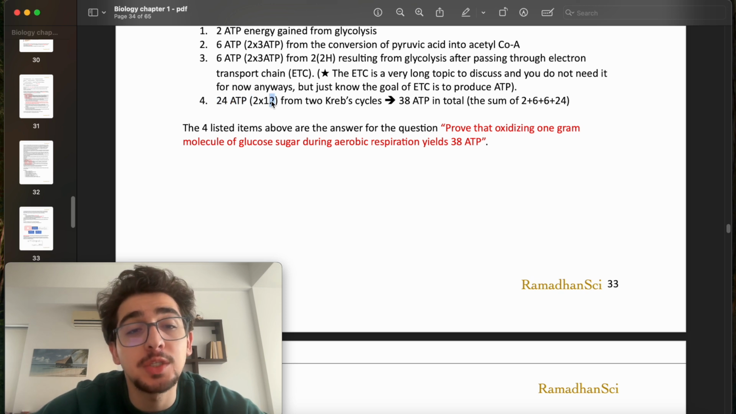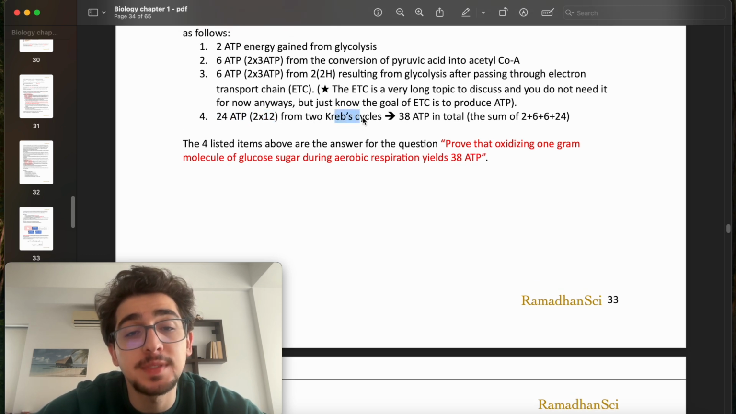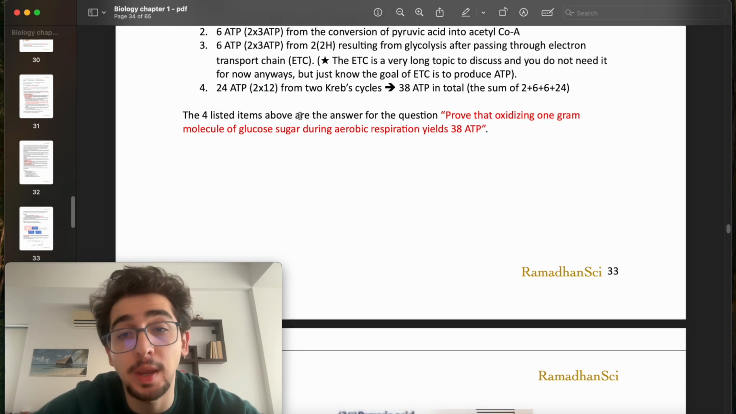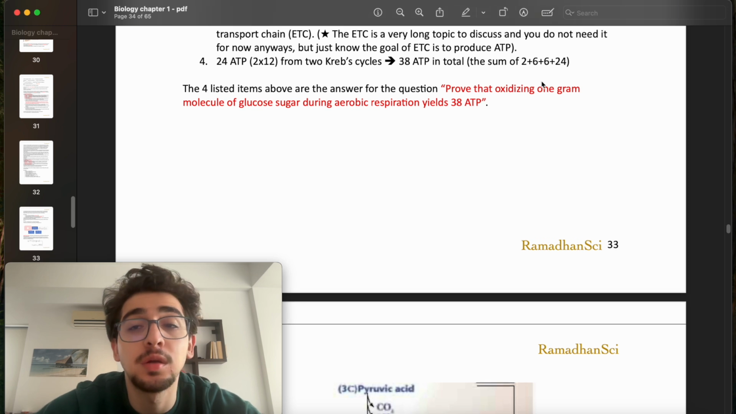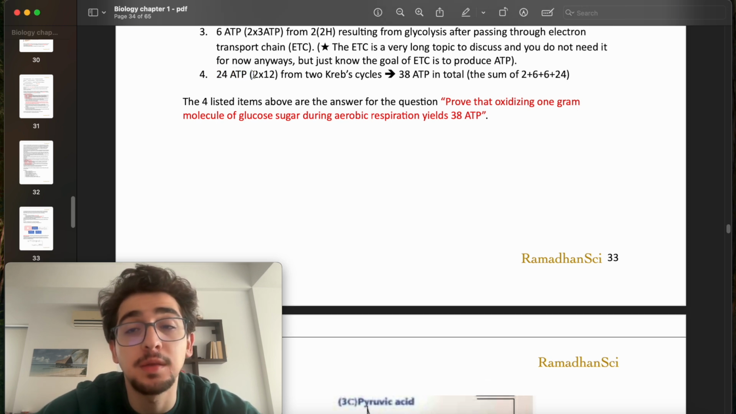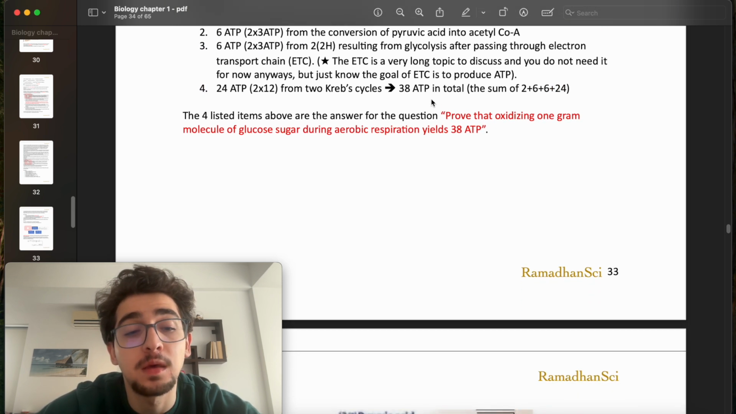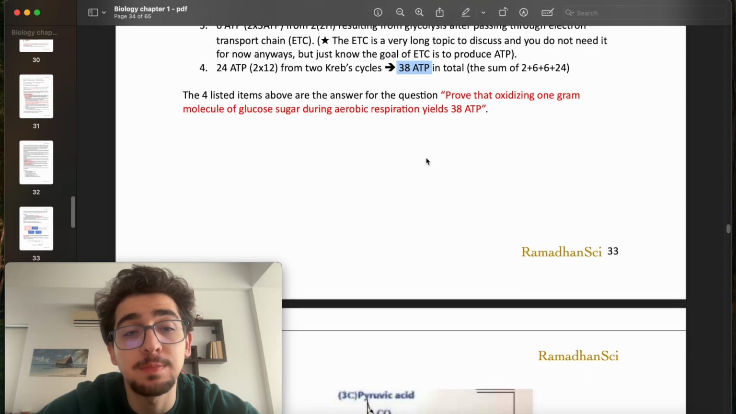And finally, we're getting 12 ATP from the Krebs cycle. And we're going to multiply it by 2 because, as I said, we are going through the Krebs cycle twice. So the total here will be 24 ATP. So 24 plus 6 plus 6 plus 2 will sum up to 38 ATP.